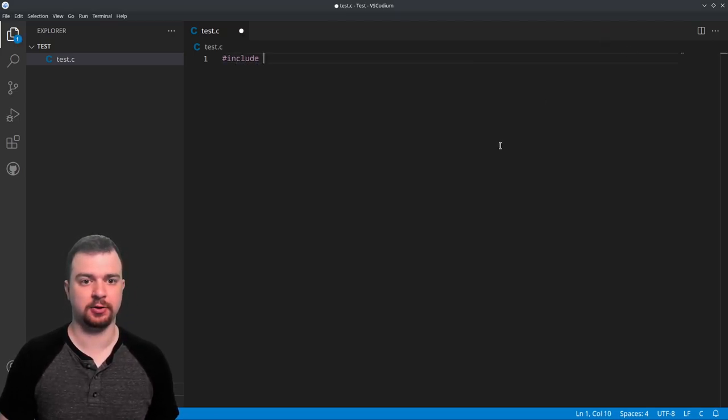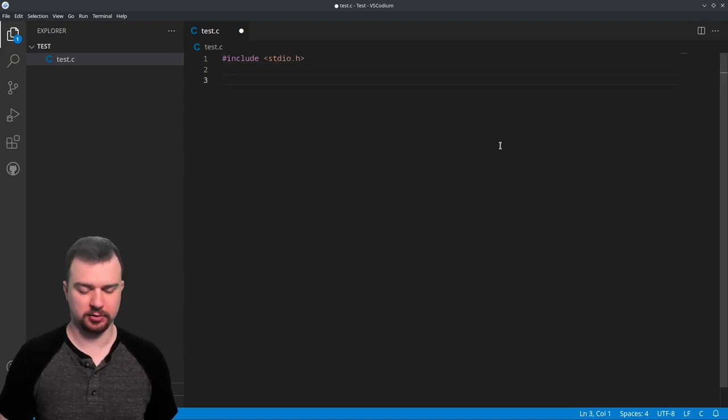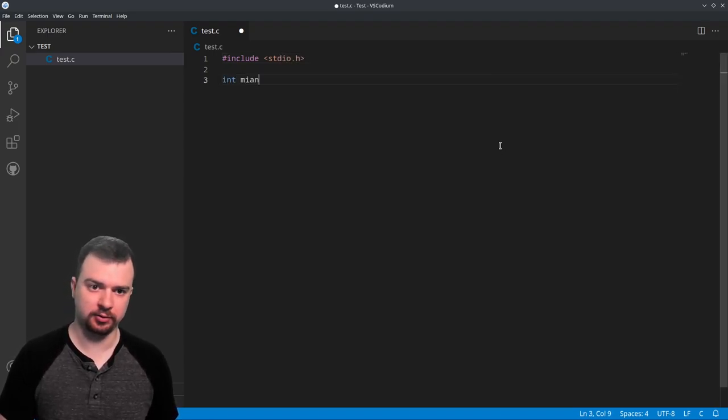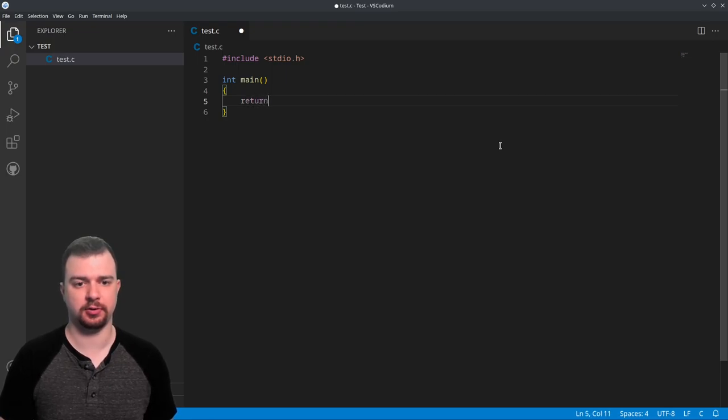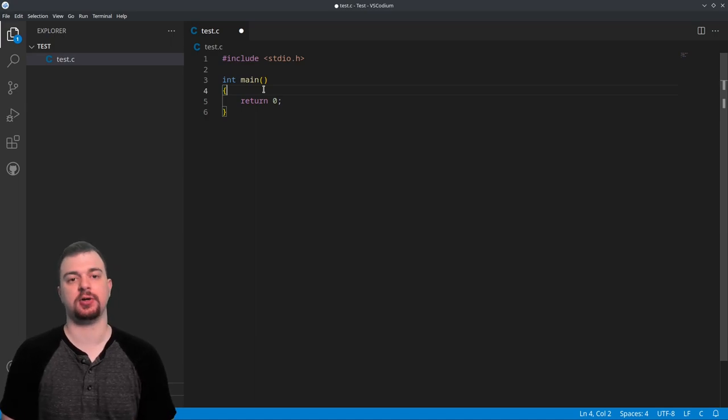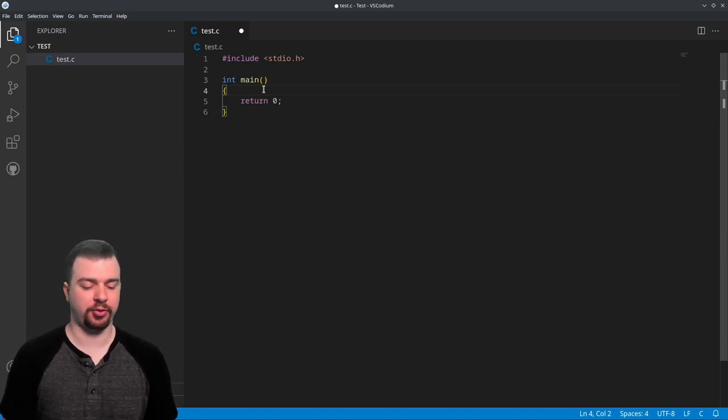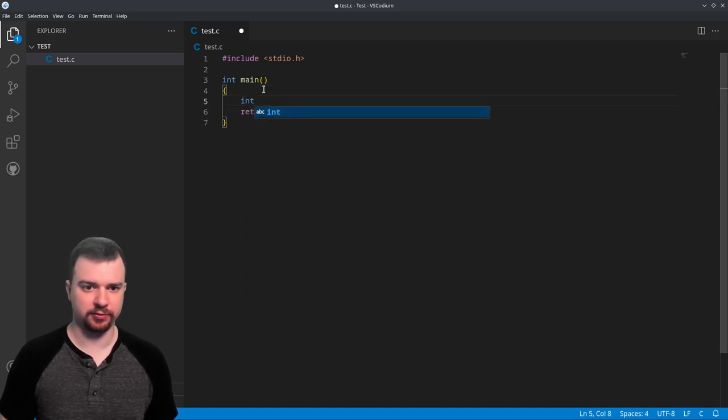So, include stdio.h. Then I'm going to need my main function, and return zero. We have some basic starting points. So first things first, we want to do the Pythagorean theorem. So I need two variables, a and b. Well, we are dealing with square roots, so we're not going to have decimal points.